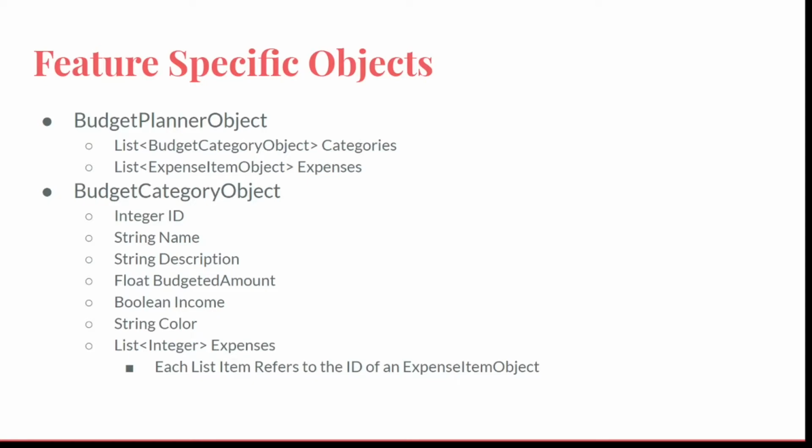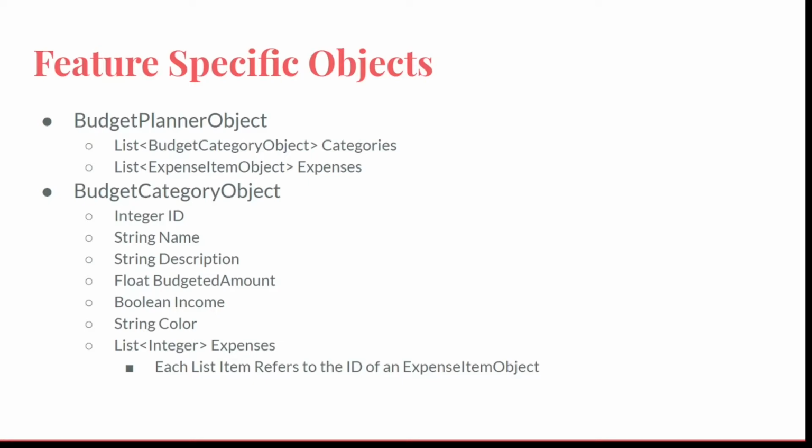The budget category object needs an ID, a name, a description, a budgeted amount, whether or not it's an income source, a color that associates with the tile, so each tile will need to be a color, and then a list of the expenses associated with it.